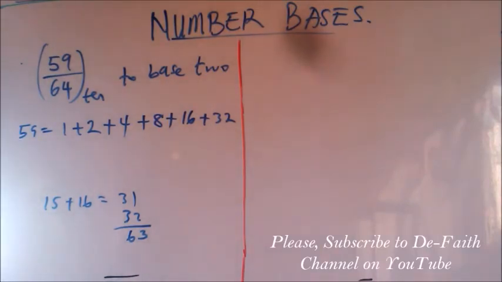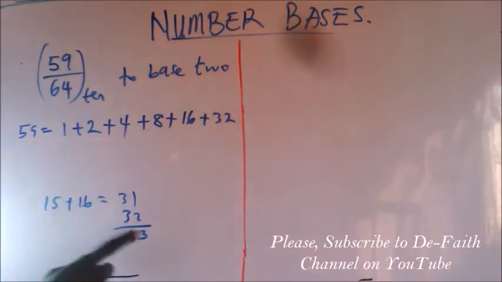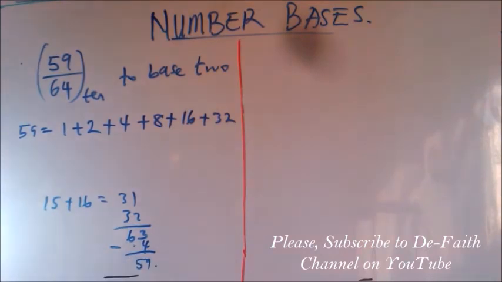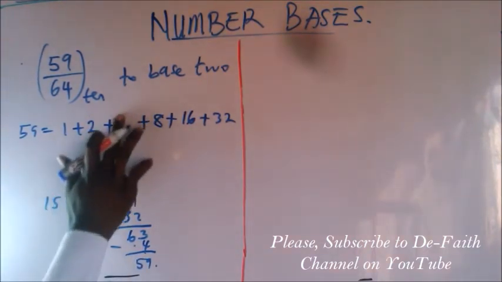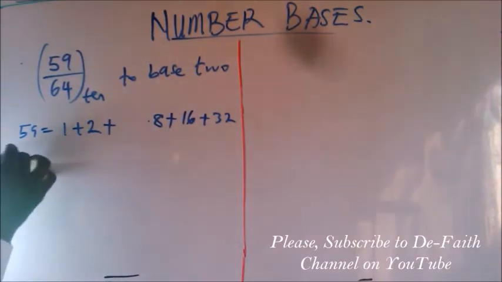So what can we do? What we can do is to look for a number here that when we remove it from this 63 will give us 59. And so this is how we get the numbers that will add up to 59. So if we take away 4, that would give us 59. And so we can remove 4 from here. When we remove 4, it will give us 59. So now we'll rearrange it.